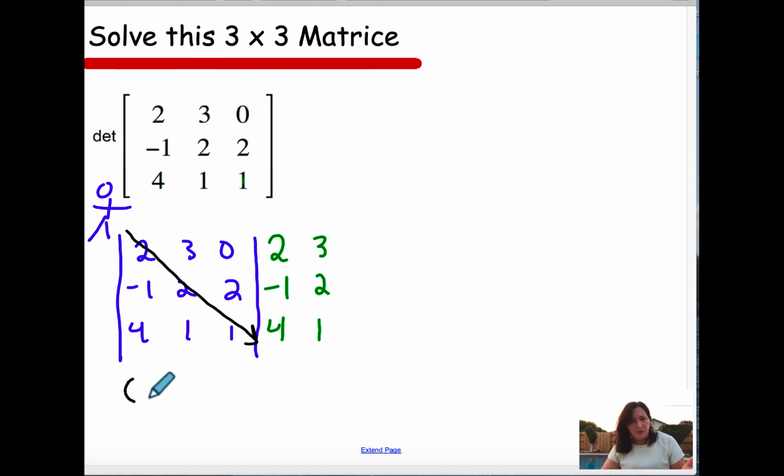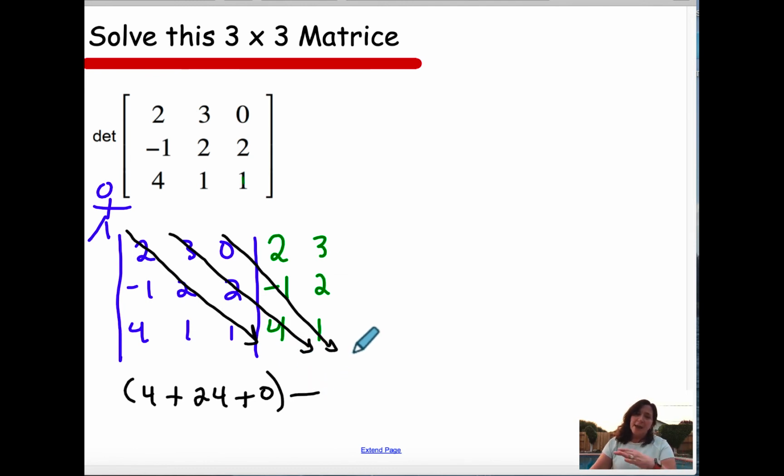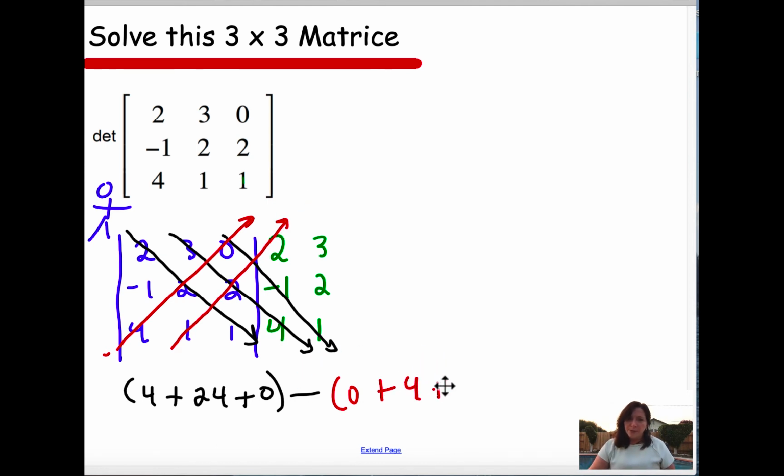What is that? 2 times 2 is 4 times 1 is 4. Plus 3 times 2 times 4. So 6 times 4 is 24, plus 0 times negative 1 times 1 is 0. And then we subtract and we go the opposite direction. So then we go 4 times 2 times 0, which is 0, plus 1 times 2 times 2, so that's 4, plus 1 times negative 1 times 3, so that's negative 3. And then you basically just add those up.